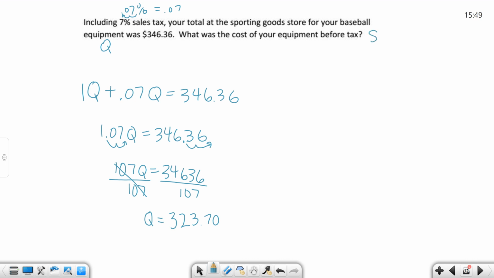So what was the price of all the equipment beforehand? $323.70. And if some of you that play baseball are like, what can you buy for that? Because it all costs more. I'm just kidding. All right. So definitely you can find some bats and things like that that really can get expensive and that kind of stuff.